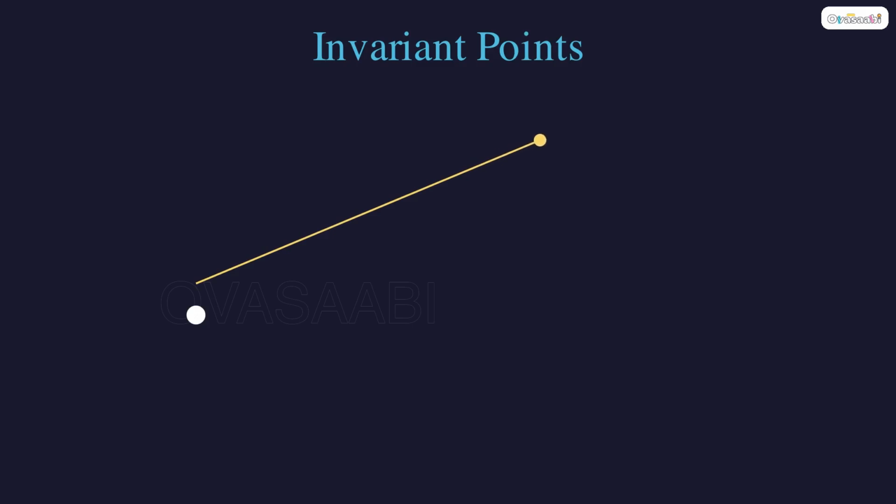Imagine a ball that freezes in mid-air during a kick. That's what we call an invariant point, a point that doesn't move. Let's discover this in transformations today.